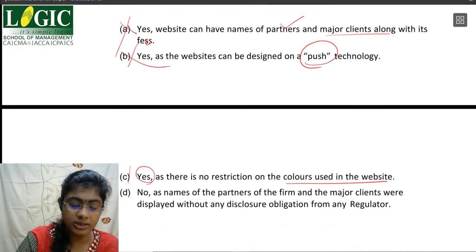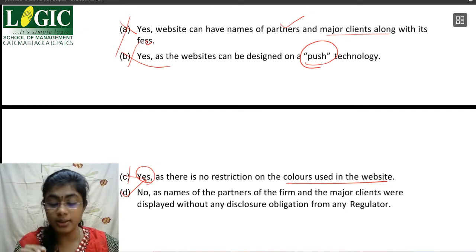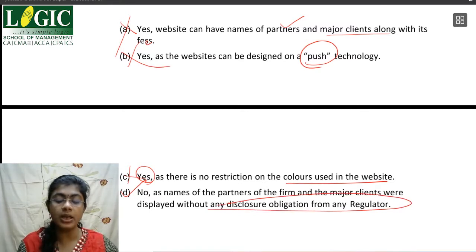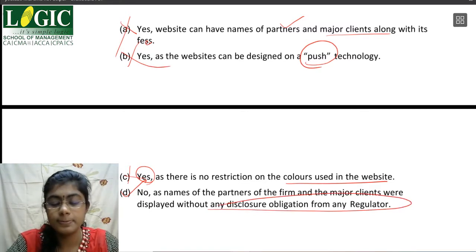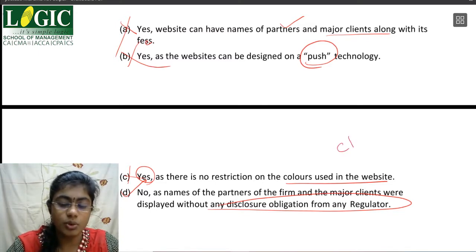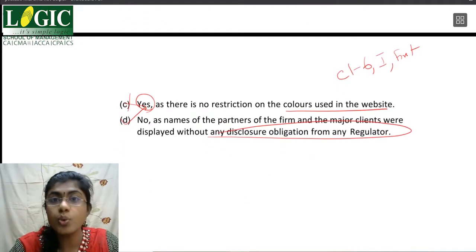Since answer is yes, strike off. So naturally the answer should be D. We'll read. No, as the names of partners of the firm and major clients were displayed without disclosure requirement from any regulator. So that particular question is relating to Clause 6, Part 1, First Schedule, Council Guidelines with respect to website.